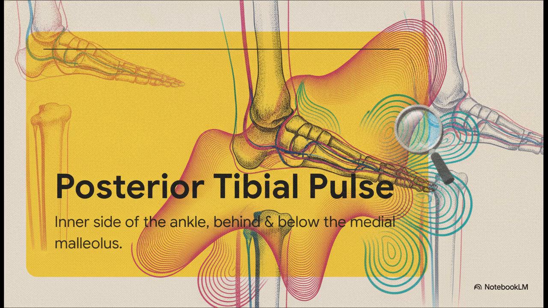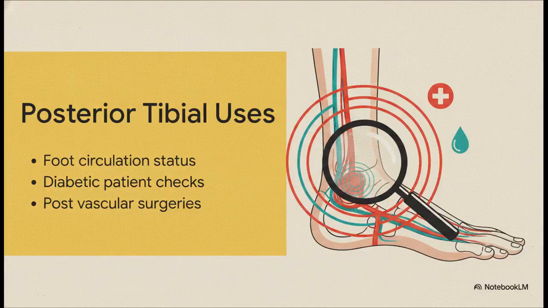Continuing our descent right down to the ankle, we find the posterior tibial pulse. The location here is super specific. It's on the inner side of the ankle, situated just behind and slightly below the medial malleolus. And if you're wondering what that is, the medial malleolus is simply the anatomical term for that prominent inner ankle bone.